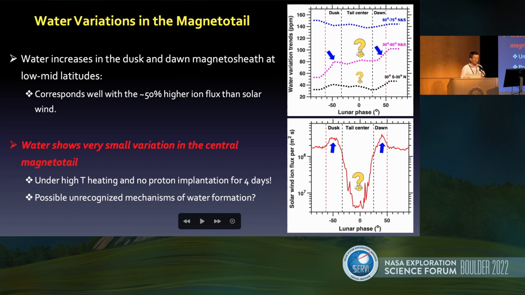However, it's surprising to see a flat line in the central magnetotail, because this is a high temperature heating and also a shut off of the proton source. So that means you heat your sample in a high vacuum and a high temperature, but without any implantation, you do not see any water variation. So there must be something going on here, because you don't lose it, it's a stasis. In theory, if you heat it, you will lose it. So there should be some replenishment of water during this time.